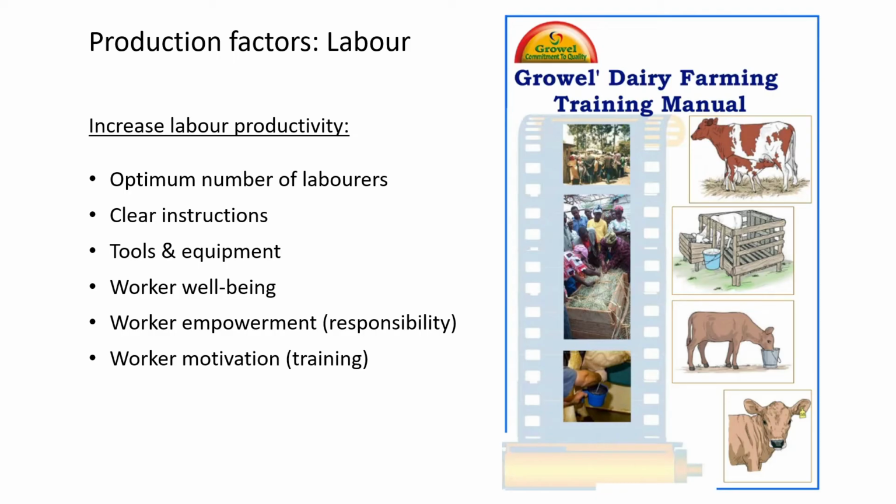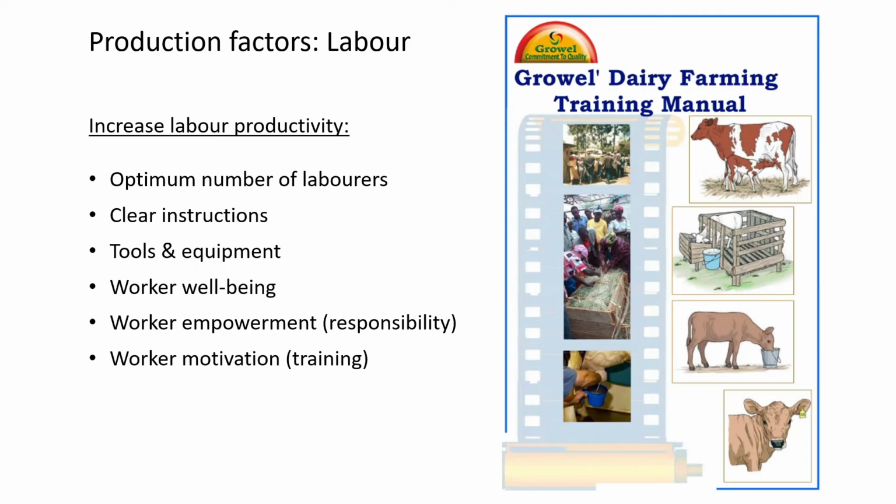So managers or farmers have to ensure that workers' well-being is being looked after so that they are as productive as they can be. Then also worker empowerment. This means that usually a farmer or a manager should give laborers, usually specific ones, more responsibility, because the more responsibility they have, the more empowered they feel, and they actually do enjoy their work because they feel like they are being trusted with this specific task.